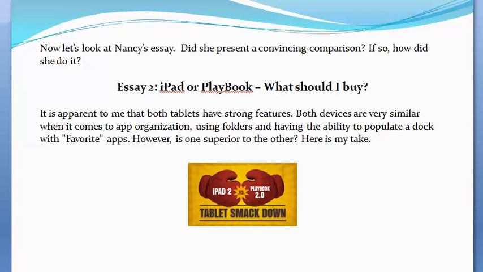Now let's look at Nancy's essay. Did she present a convincing comparison? If so, how did she do it? Essay 2. iPad or Playbook, what should I buy? It is apparent to me that both tablets have strong features. Both devices are very similar when it comes to app organization, using folders, and having the ability to populate a dock with favorite apps. However, is one superior to the other? Here is my take.